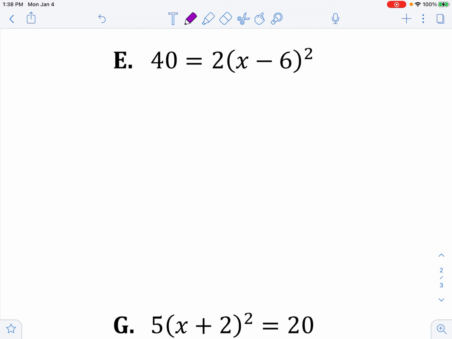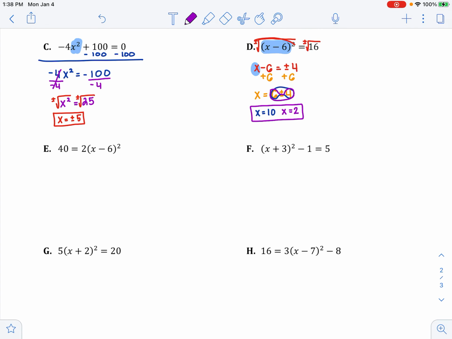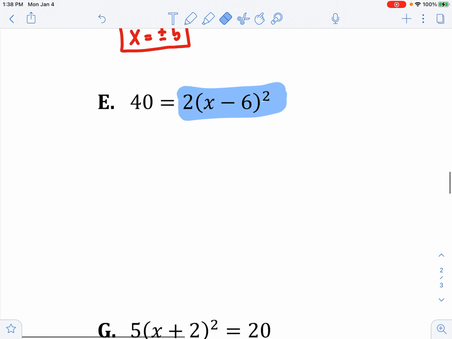All right, here's the next one. Very similar, okay? What's the difference between this and this right here? You should notice that there's a 2 in front. Just like the last time, I'm working with a similar situation. I have to square root to solve, but I have to isolate the x minus 6 squared in order to square root. So the first thing I'm going to do is get rid of the 2.